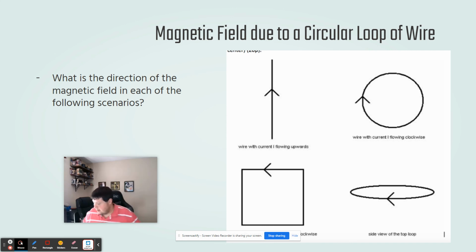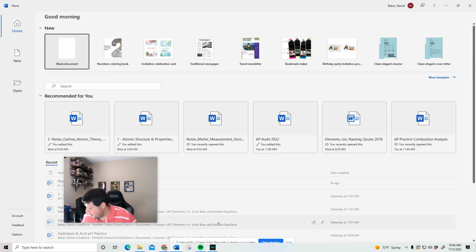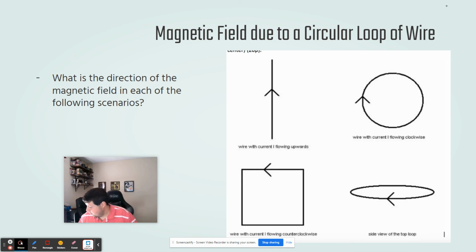Then I've got the bottom one here, wire with current flowing counterclockwise there. So again, using the right hand rule, my current now flows this way, and it looks like, yep, I get it coming out of the page toward me. So that would be flowing, yep, out of the page.